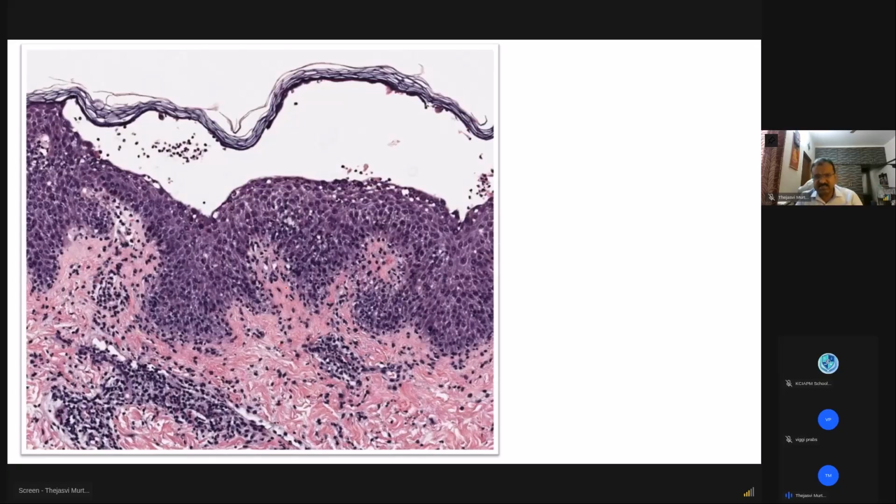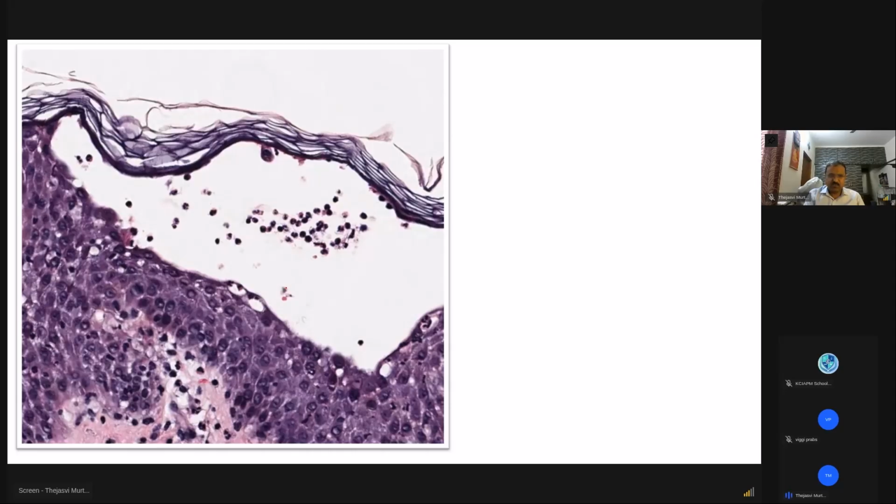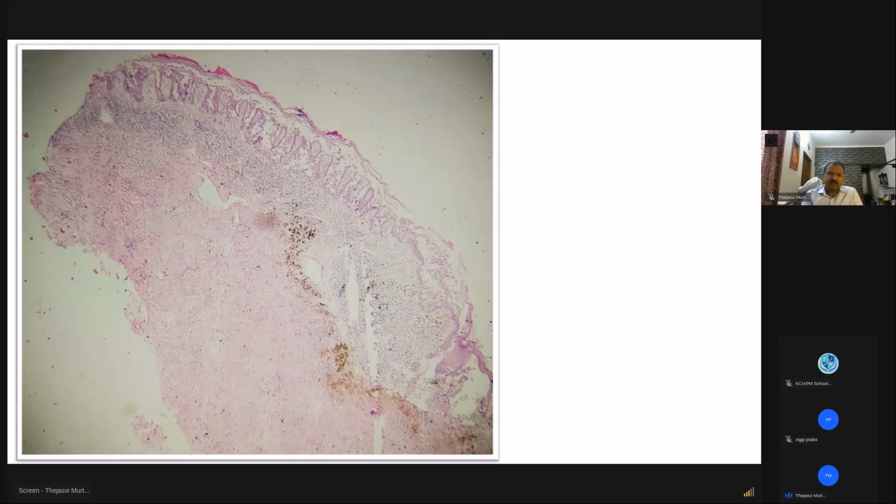So vesiculobullous lesions, we are seeing here a subcorneal level of split. If there are eosinophils and a little amount of spongiosis, the most common disease with a subcorneal level of split is pemphigus foliaceus. So we all know it is pemphigus foliaceus. Closer look, mixed inflammatory infiltrate, eosinophils and neutrophils will be seen in pemphigus foliaceus. What is this? You all would have guessed already.